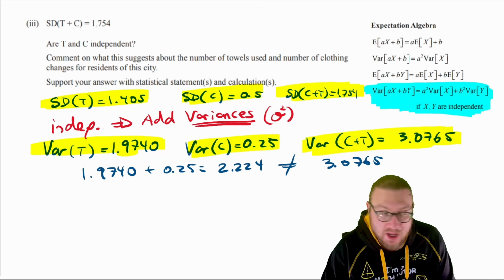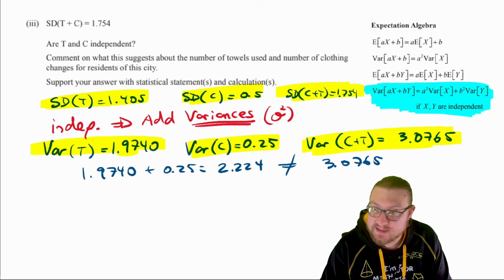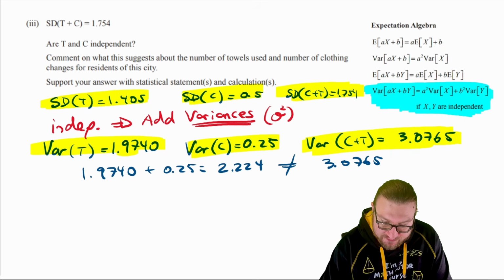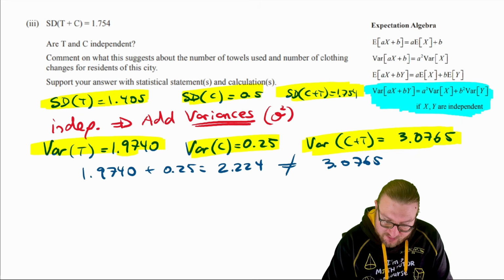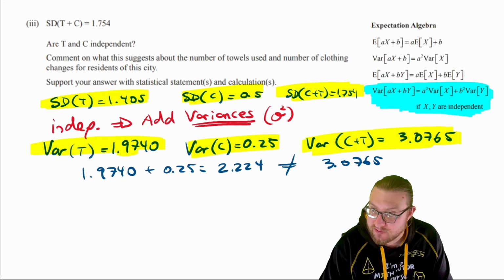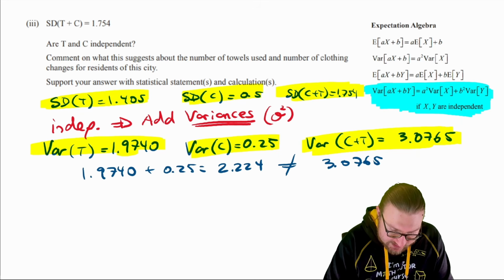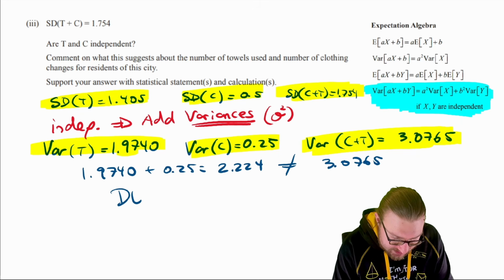So what does this mean? This means that in our formula, we've got an issue. We don't have the exact same values. So the formula where we add the variances together to get the combined variance doesn't work. And if this is the case, they are dependent.